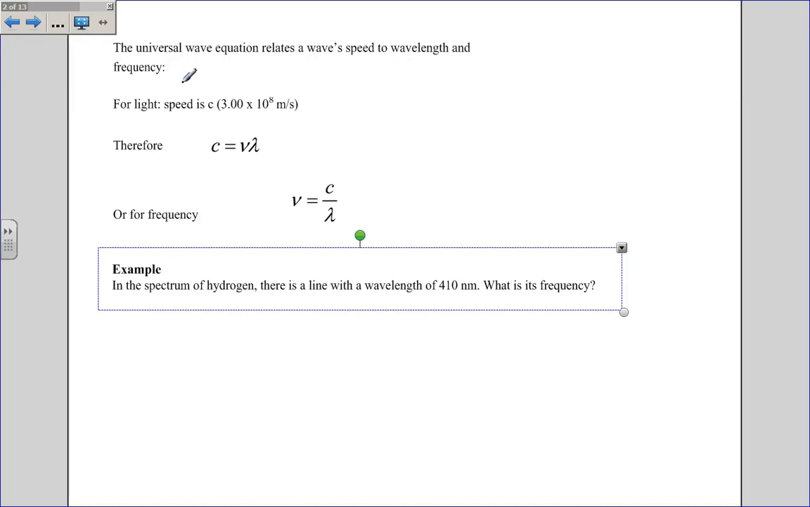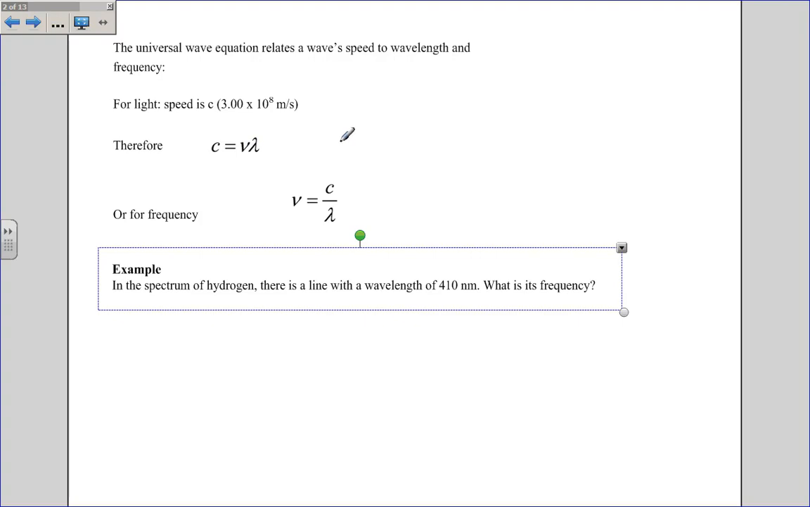A formula that you learned in grade 10 science was the universal wave equation, and what it's going to do is relate the wave's speed, wavelength, and its frequency. Now, as you know, light travels at the speed of light, which is 3.0 times 10 to the 8 meters per second. We use the symbol c to represent the speed of light. Now, the speed of light is actually equal to the frequency of that light times its wavelength.